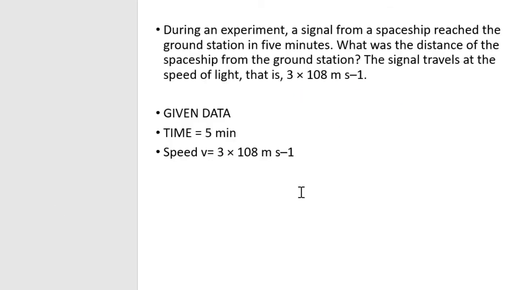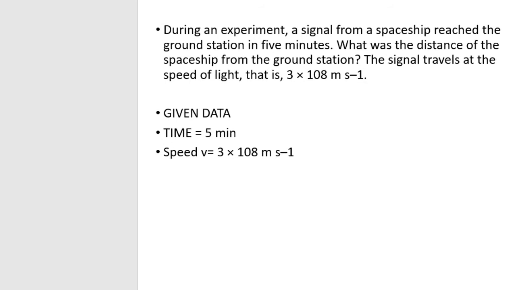Okay, look at this. During an experiment, a signal from a spaceship reached the ground station in 5 minutes, right? So there's a signal which reaches in 5 minutes. So the time is given. And remember that anytime you're given a numerical, it's very, very important for you to jot down the given data, because if you are able to note the given data correctly, half of your problems are solved, you know, during the physics numericals, right?